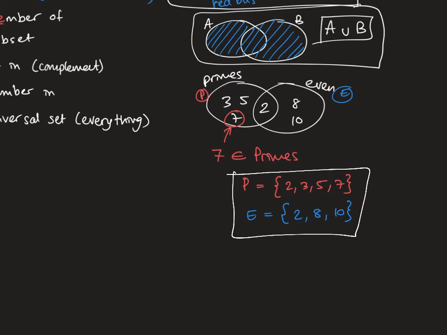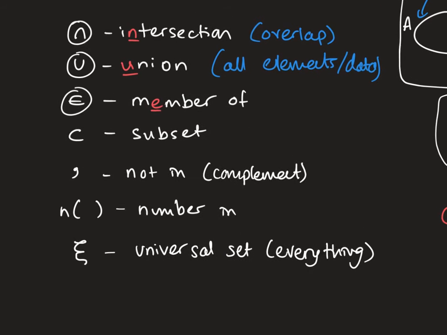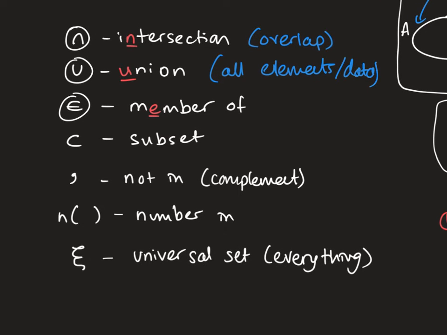We use the squiggly brackets to list all of the elements, and if we want to say that any particular item is an element of or within a set, we could say 5 is a member of primes, and we could say 8 is a member of even numbers. So that is how we use this E-looking symbol, the member of. It means it's contained in the set.